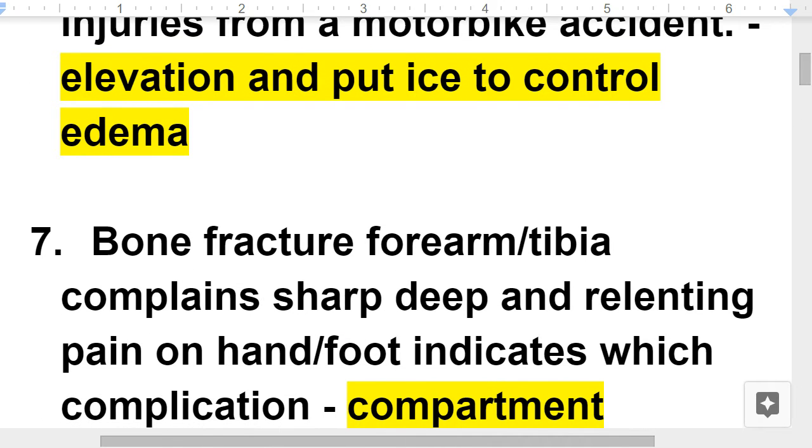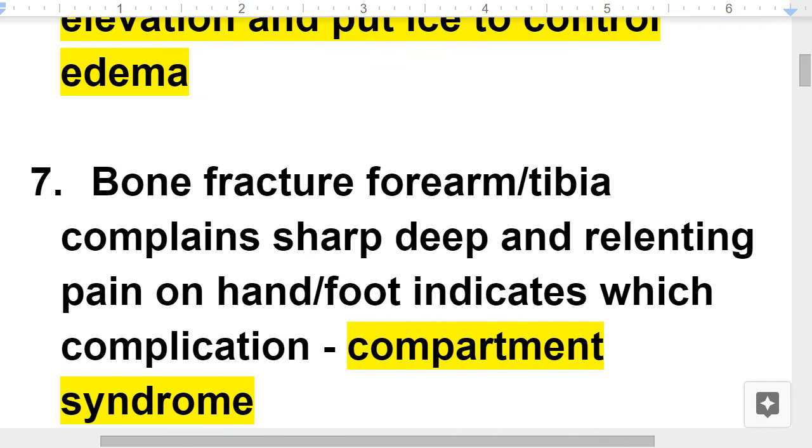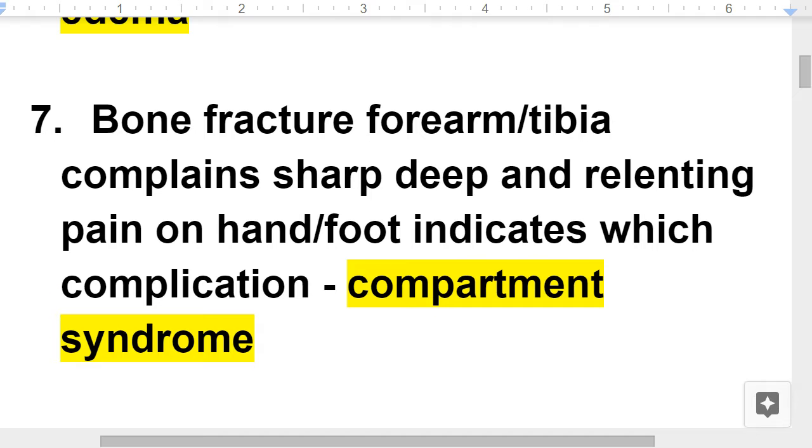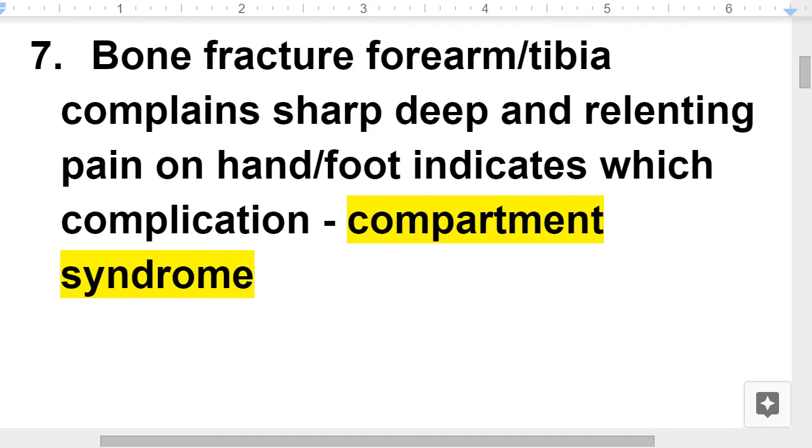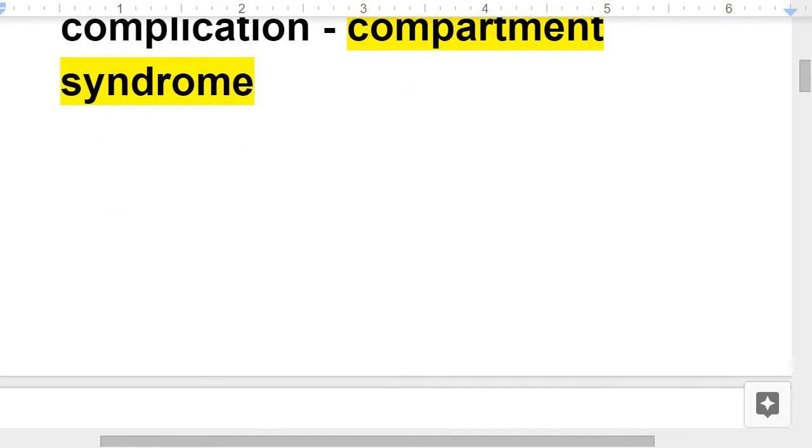Bone fracture in the forearm or tibia. The patient complains of sharp, deep, and unrelenting pain on the hand and foot. Which complication does this indicate? That will be compartment syndrome. The answer is compartment syndrome.